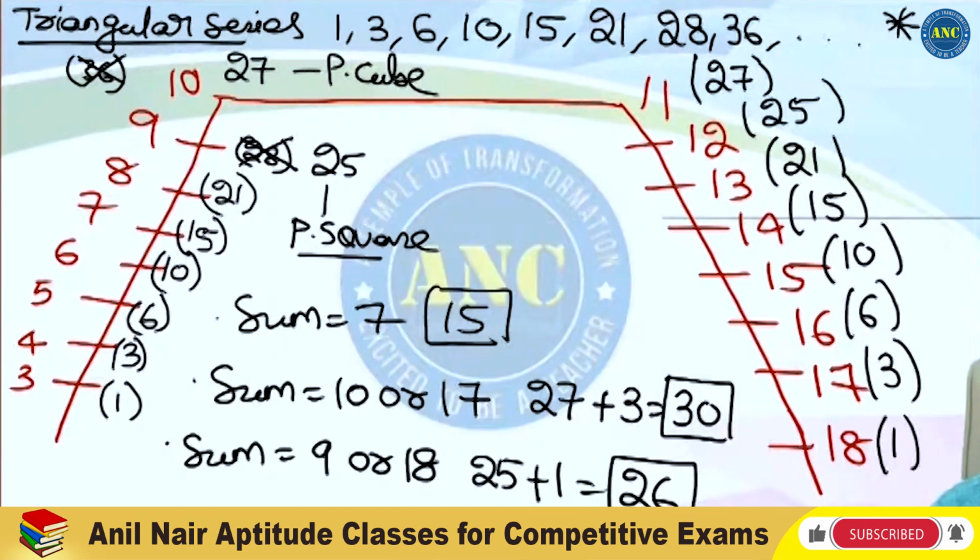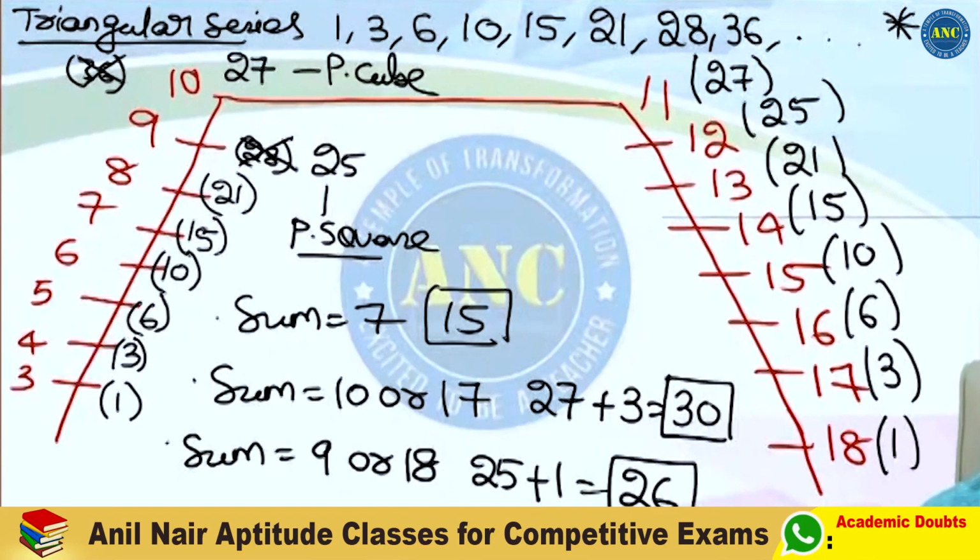3, 4, 5, 6, 7, 8, 9, 10, 11, 12, 13, 14, 15, 16, 17, 18. Right? Triangular series. 1, then 3, 6, 10, 15, 21. After 21, what is the perfect square?